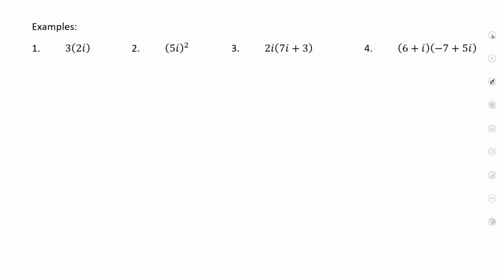All right, so guys, what is 3 times 2i? 6i. Let's multiply it in. 3 times 2 is 6, so this is 6i.